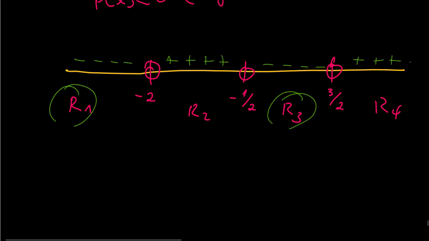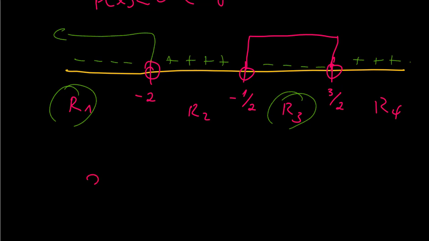We see that it is all the values of x which are strictly less than -2, and all the values of x which are in between -1/2 and 3/2. So we get x is strictly less than -2, or x will be comprised between -1/2 and 3/2, and that is the solution to that inequality.